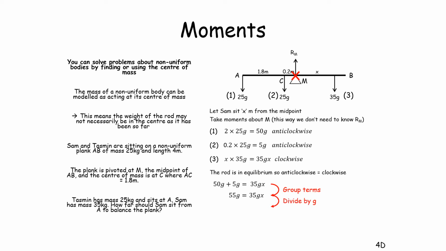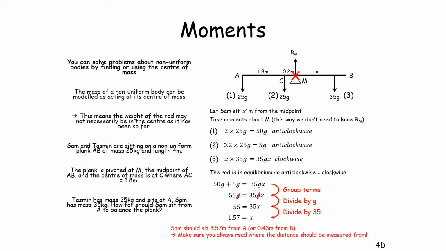Then we group them together and divide both sides by G, and simply divide 55 by 35. That gives us the distance 1.57. So Sam should sit 3.57 meters from A, 0.43 meters from B. Be careful what the question is saying. It says how far should Sam sit from A, so you simply add 1.57 to 2. That's how we get 3.57 meters.